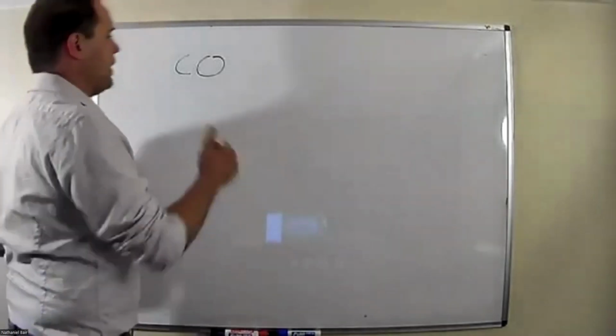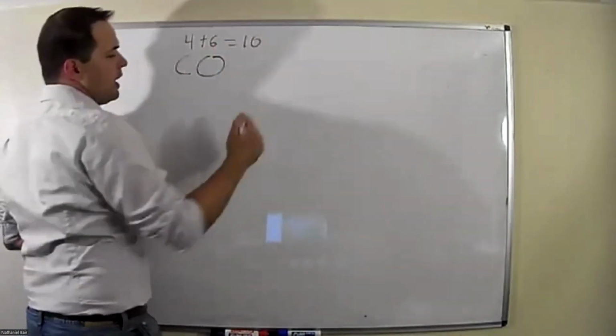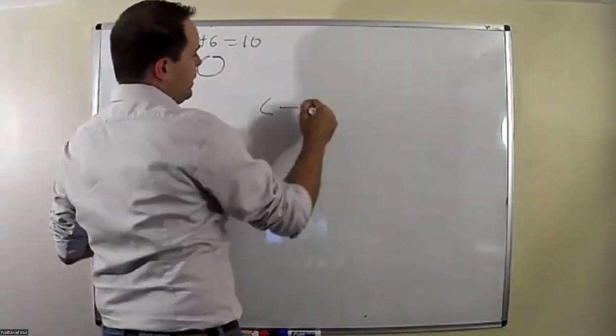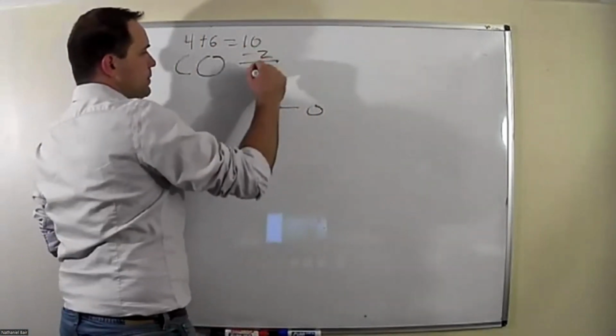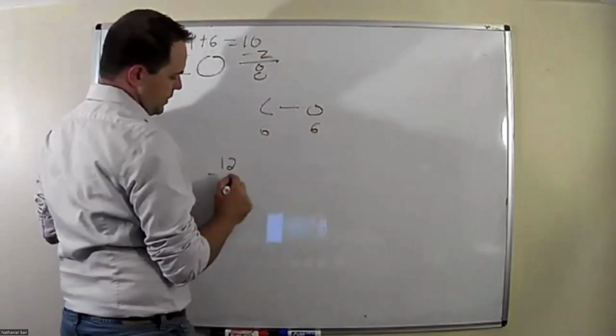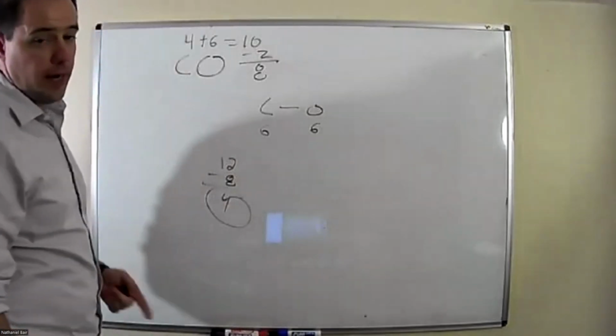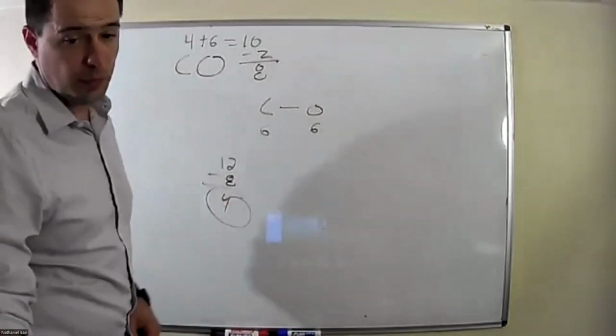Carbon monoxide. You got 4 for the carbon. You got 6 for the oxygen. That's 10 total. You're going to put a carbon and then an oxygen. You used up 2, got 8. I need 6 here and 6 here. That's 12. 12 minus 8, you're short 4. Every 2 electrons you're short, you got to add a bond. You got to add 2 bonds. It's going to be a triple bond.